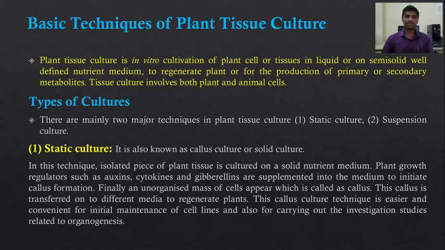So this is about the static culture, where the explant is cultured on a solid nutrient medium for the formation of an unorganized mass of cells called the callus. And from the callus, whole plant regeneration is carried out by a balanced combination of auxins and cytokinins.